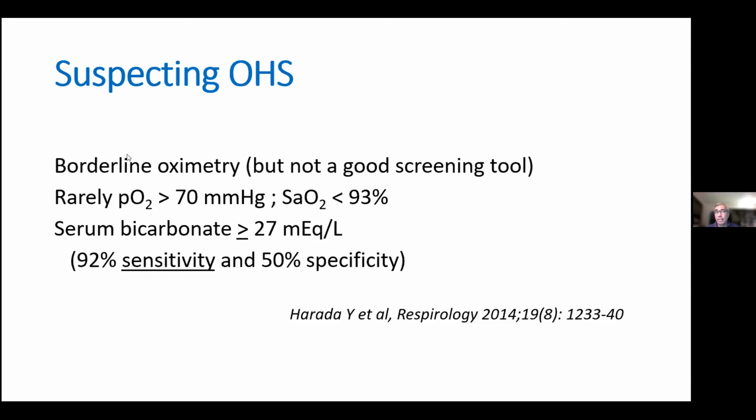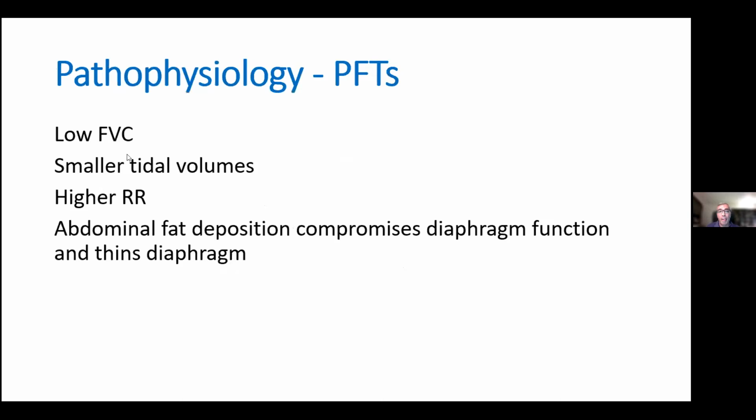And the serum bicarbonate, which is a very good test, and is how many of our nephrologists pick it up actually, a serum bicarbonate more than 27 milliequivalents per liter has an excellent sensitivity for OHS. And that would mean that if the value is more than 27, the chances that it is OHS are high. But if it's less than 27, you're more or less ruling out obesity hypoventilation syndrome.